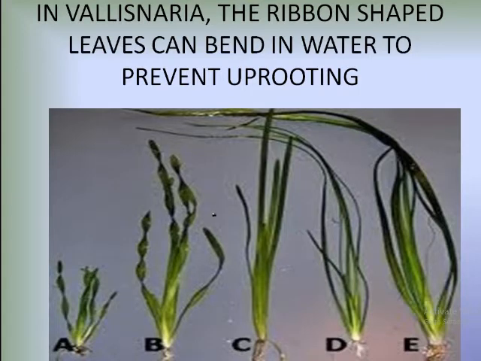In Vallisneria, the ribbon-shaped leaves can bend in water to prevent uprooting. I have told you about plants living in stream water. The water is always flowing, so these leaves are always streamlined, and they flow with the water and do not break. In whichever direction the water flows, their leaves go in that direction and float in the water. Their roots are highly reduced because they do not serve any function. You will see very little root there. Roots are used to take water, but as the plant is in water, the root doesn't need to take water.